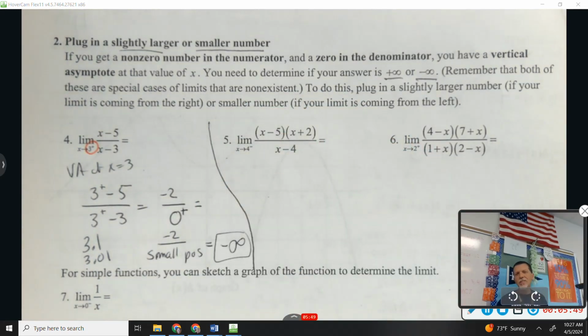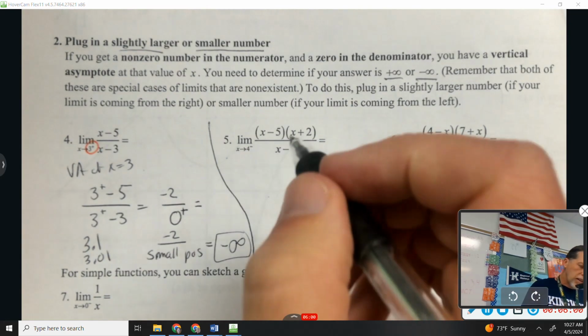So it's still substitution, but you're substituting the little plus or minus thing, which is kind of weird. And so you just have to be careful and think about exactly what's happening here. So let's do the next one.